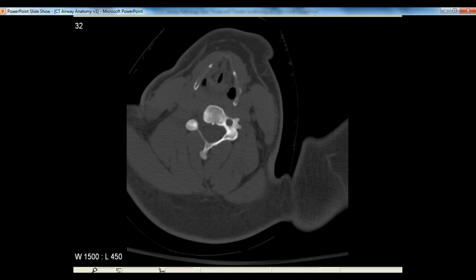It's also a very important structure for the airway, because right now what we're looking at is the glottic opening. We're looking at the vocal cords here. That's that little elongated oval-shaped black structure right in the middle. That's your airway. That's your vocal cords. That divides the upper airway from the lower airway.